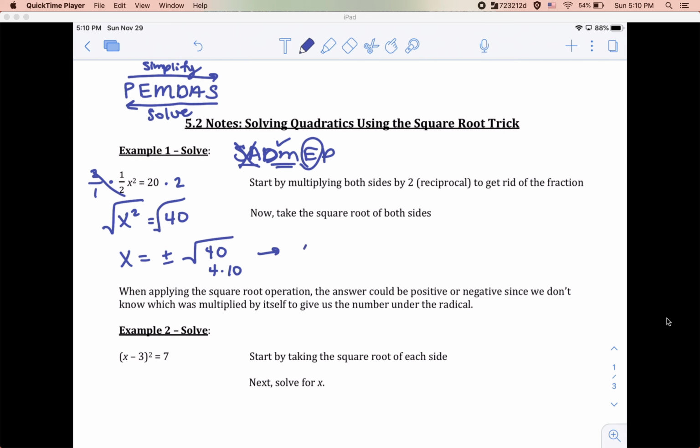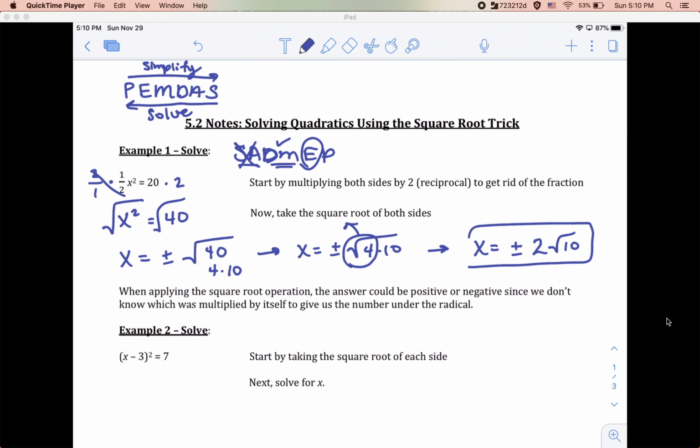So if we rewrite this as 4 times 10, underneath that radical, the square root of 4 can come out of the house. And when it comes out, it's 2. So our final answer, instead of writing plus or minus the square root of 40, we're going to write plus or minus 2 square roots of 10. Because the 4, the perfect square of the 4, came out of the house as 2.